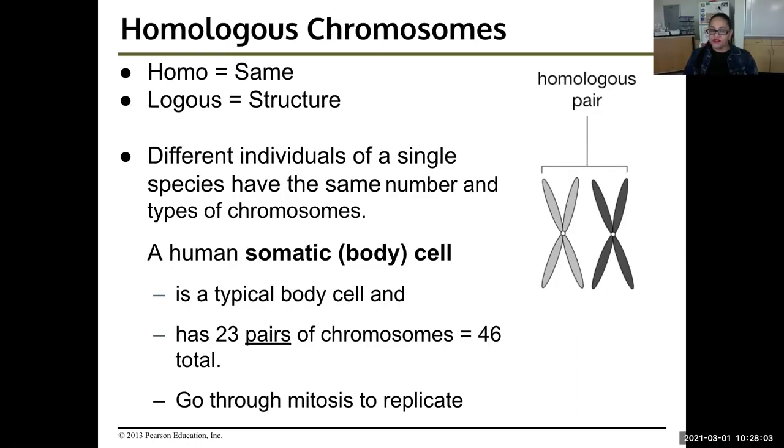Different individuals of a single species have the same number and types of chromosomes. A human somatic or body cell has 23 pairs of chromosomes, 46 total. And these are the cells that go through mitosis to replicate.